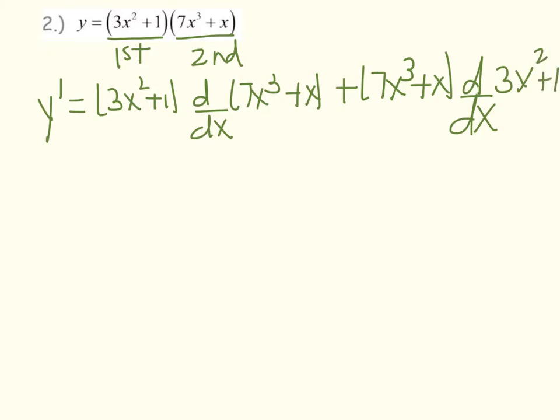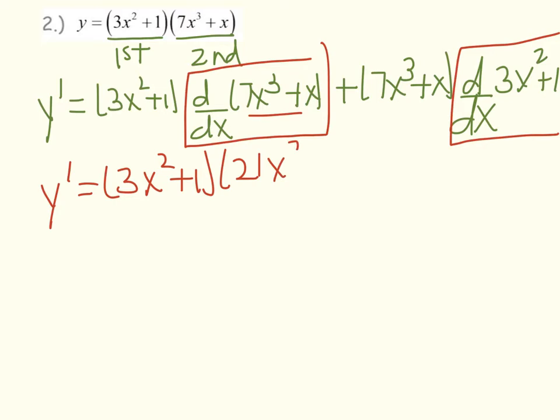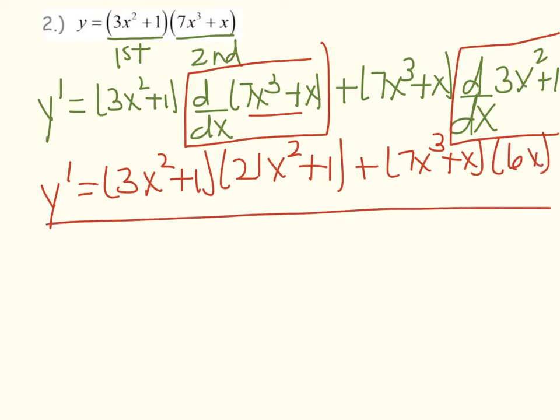And then again, just like in the previous example, I'm going to take this piece here and this piece here and replace them with their derivatives. So right here I have 3x squared plus 1, and then the derivative of 7x cubed plus x is 21x squared plus 1. And then over here I have 7x cubed plus x, and the derivative of 3x squared plus 1 is simply 6x. So this is my derivative. And if I wanted to, I could further simplify that by foiling out these two, distributing the 6x, and combining like terms.